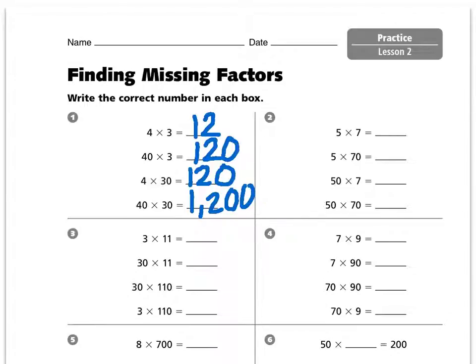Number 2, 5 times 7 is 35. 5 times 70 is 350. 50 times 7 is 350, and 50 times 70 is going to be 3,500.